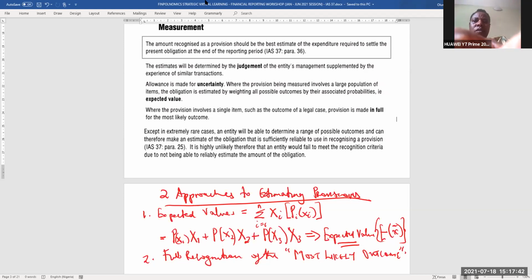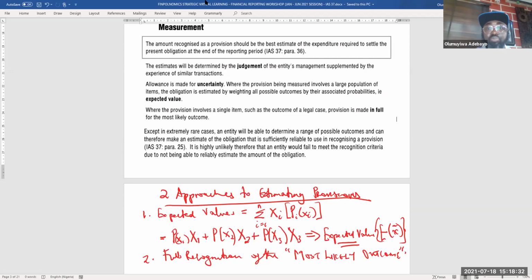Except in extremely rare cases, an entity will be able to determine a range of possible outcomes and can therefore make an estimate of the obligation that is sufficiently reliable to use in recognizing a provision. IAS 37, paragraph 25. It is highly unlikely, therefore, that an entity will fail to meet the recognition criteria due to not being able to reliably estimate the amount of the obligation. That's all, sir. Okay, thank you, ma'am.